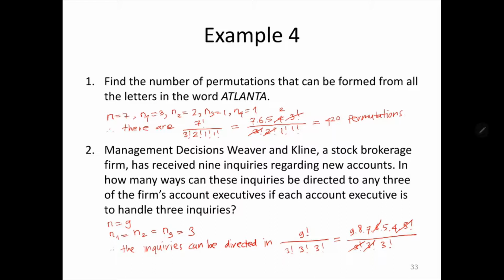We can cancel this. And then we can cancel which part? Maybe this one. We cancel the 3. So this is just 3. And then we have 2 factorial. And then with this one, we have 2. The result will be 1680 ways. All right, so those are the examples for permutations where we have objects which are alike.